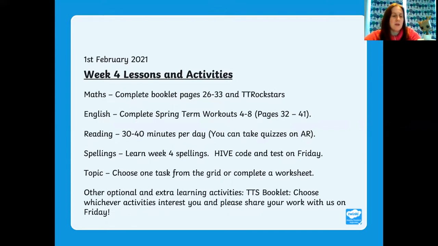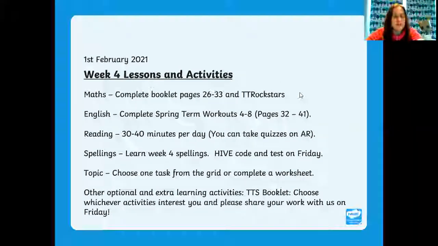It's up to you. And then for your English work, we'd like you again to do a couple of pages every day. If you do workouts 4 to 8. Keep going with your reading, about 30 minutes a day, and try and have a go at a quiz on Accelerated Reader as well. There's of course your spellings for this week, which is under week 4. Have a go on those on EdShed, and then there'll be the Hive code and test on Friday. We'll be doing that at 10:15, just after our Zoom session, and I'll give you the codes in that session.